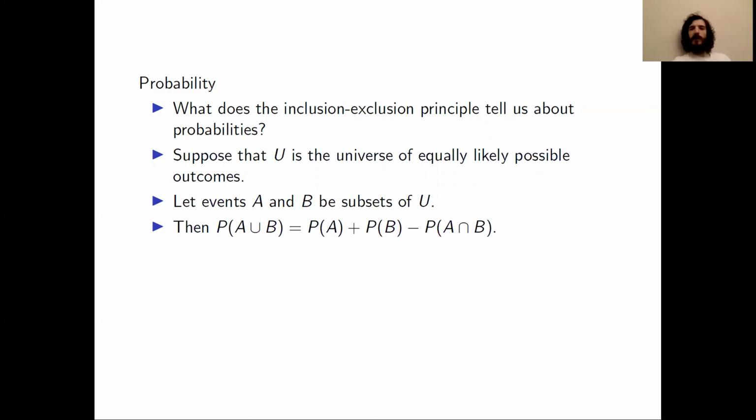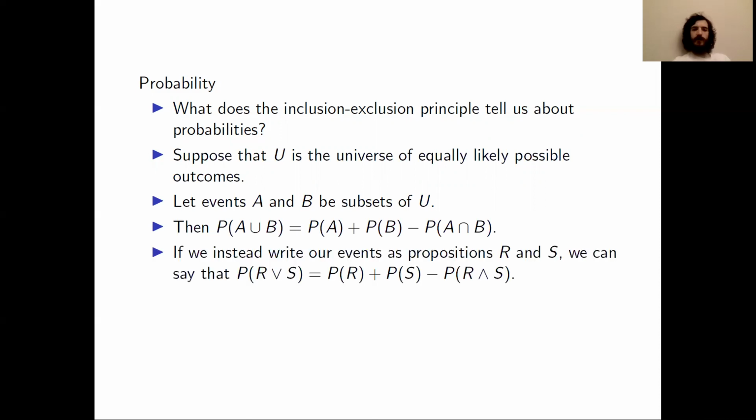We can also write this in terms of events as propositions. So if we write our events as propositions R and S, we can say that the probability of R or S is equal to the probability of R plus the probability of S minus the probability of R and S. And like I said, we'll apply this to poker.